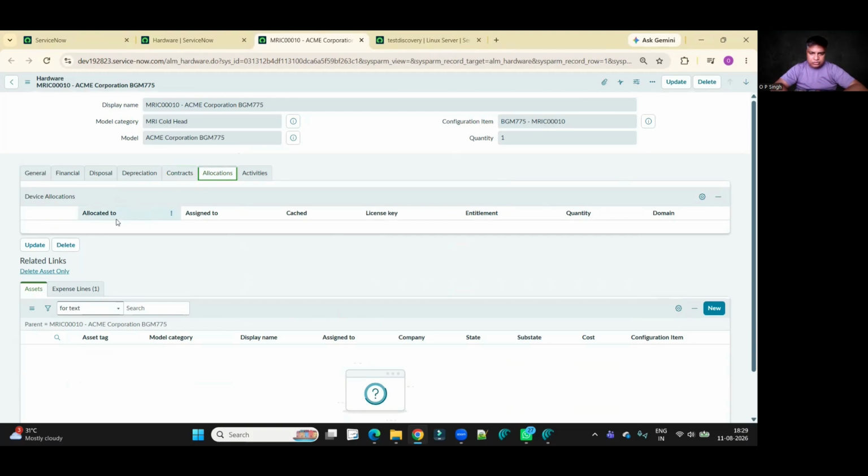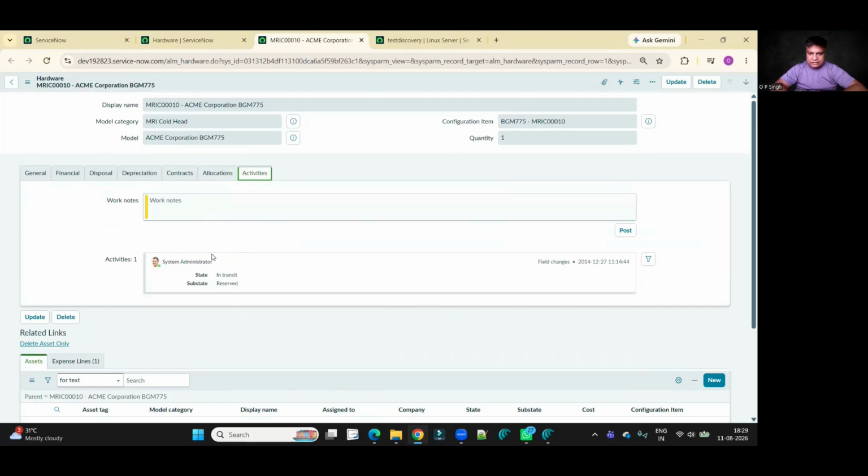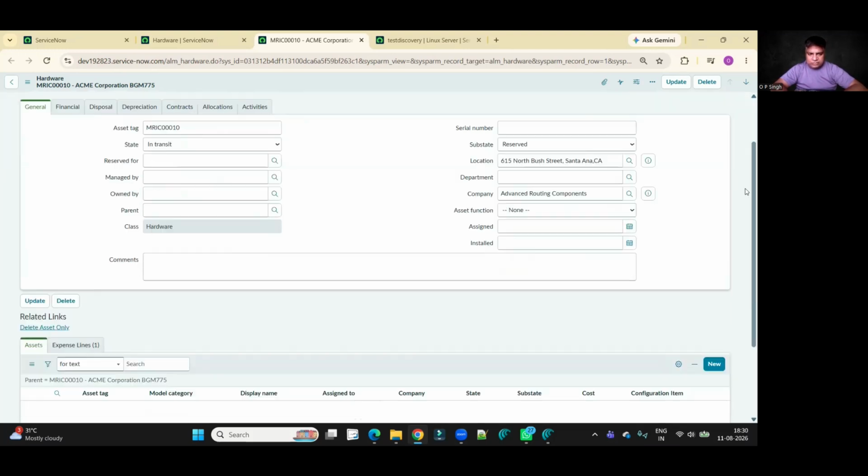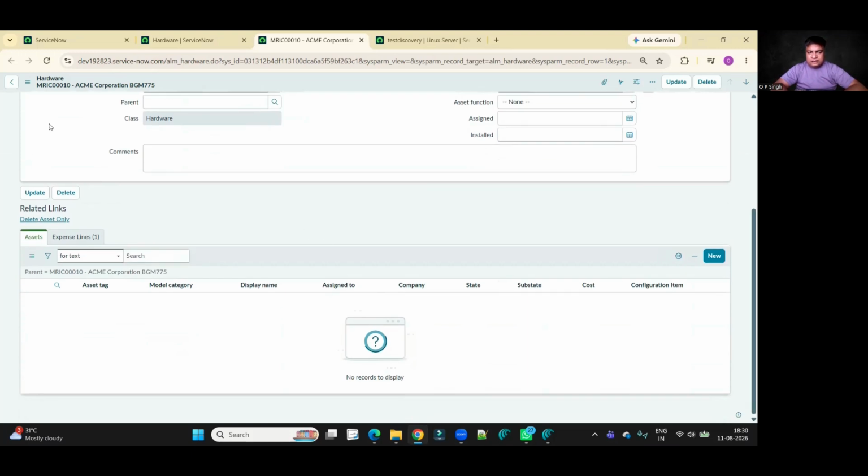Then allocation. So to whom it is assigned, to whom it is allocated, all these things are available here. Then activities, whatever is being done to this particular record, everything is going to be monitored, okay? So that in future you can see who has bought it, who has worked on it, to whom it is assigned. Whatever changes you are making are being audited here for future purposes, okay? So this is all about the asset record. At the bottom, you can see this one asset can be a parent to another asset. Okay, you can create a child asset to this particular asset. Very simple. You have seen this with many things.